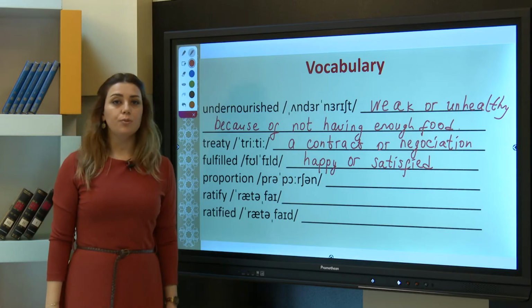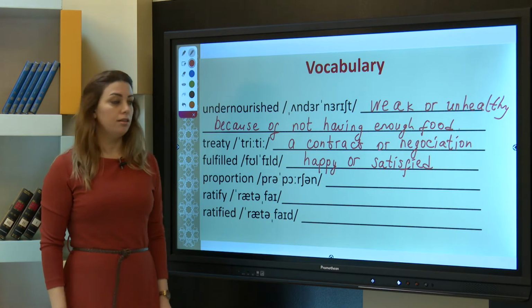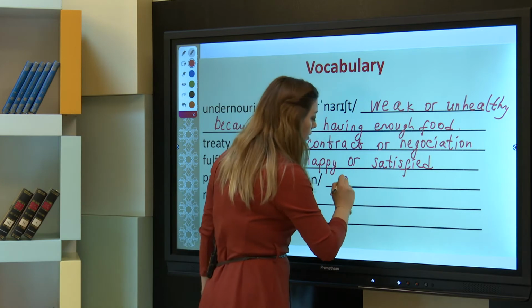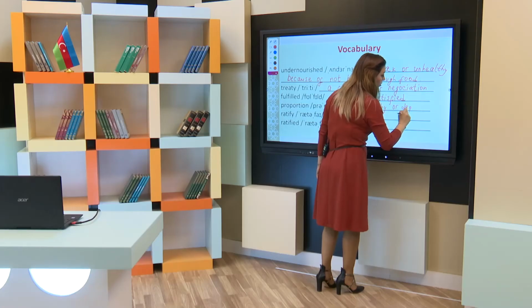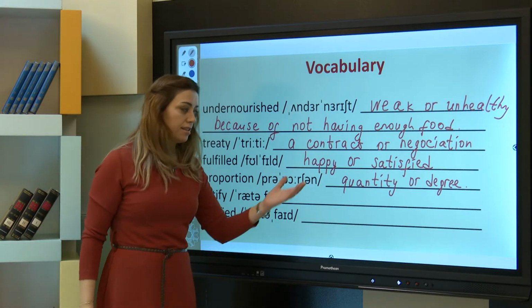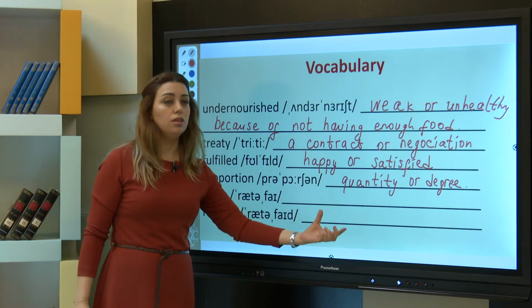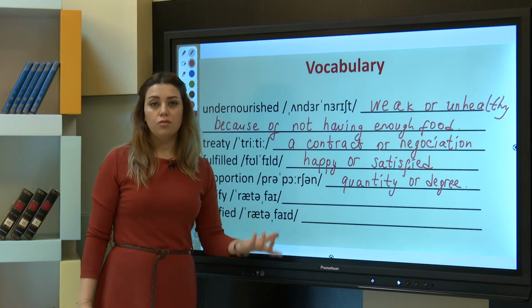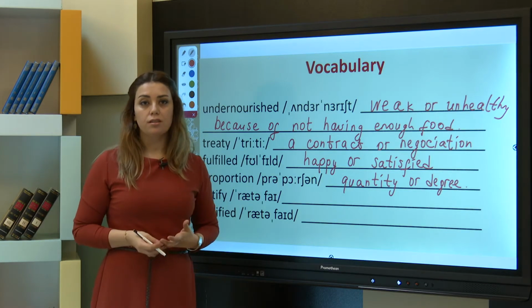And the next word is proportion. Proportion means quantity or degree. Quantity, degree. I write two synonyms for you because I want you to understand this word. If you don't understand the proportion, you will understand quantity or degree. Or I can give you one more example, amount. This is used to measure something.